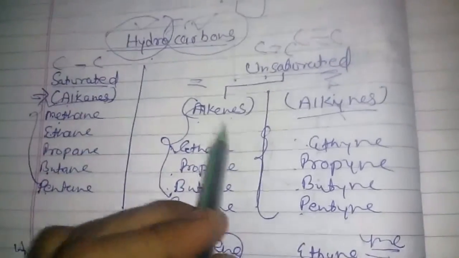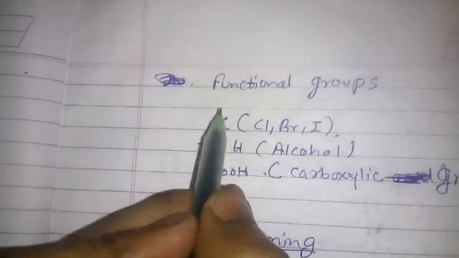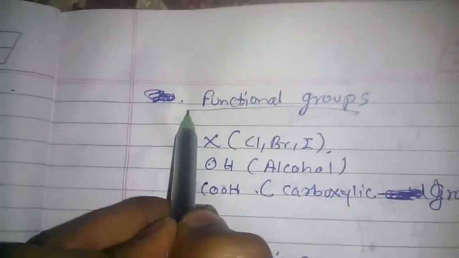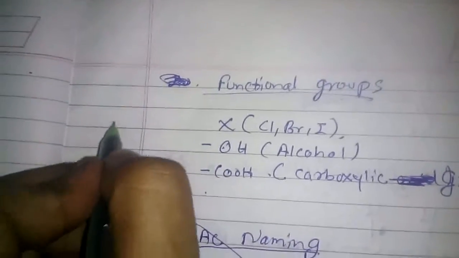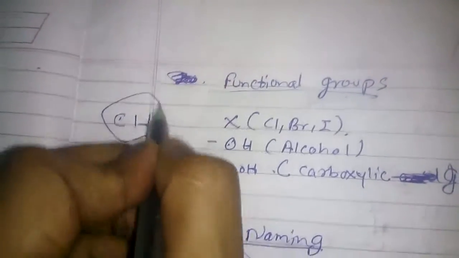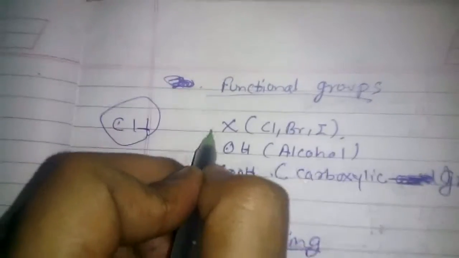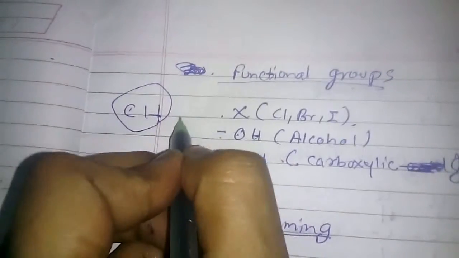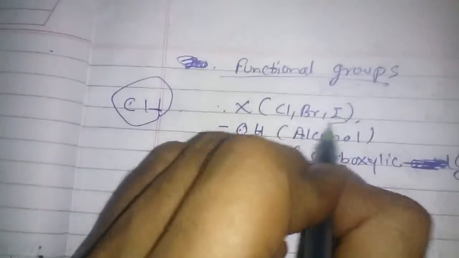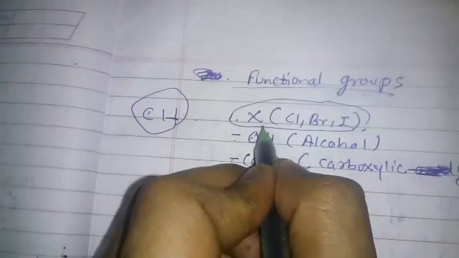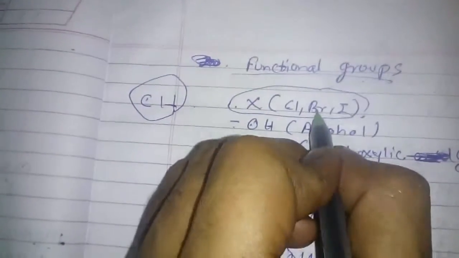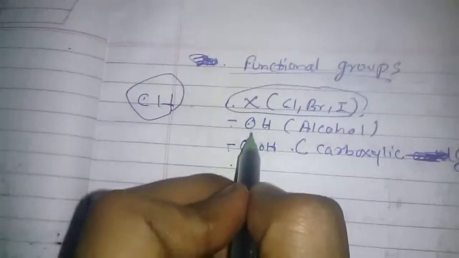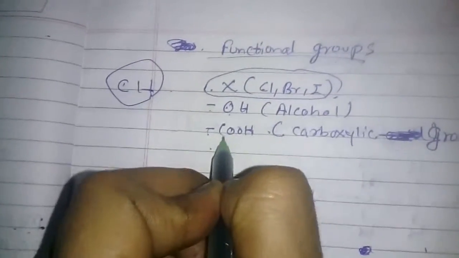Now we have examples of alkenes and alkynes. Let us talk about the functional groups. Within hydrocarbons, as we have discussed, there is the presence of carbon and hydrogen. But when some functional groups get added into them, then the compounds get extended. Functional groups could be a halogen: chlorine, bromine, or iodine, or it could be an alcohol, OH group, or COOH, the carboxylic group.